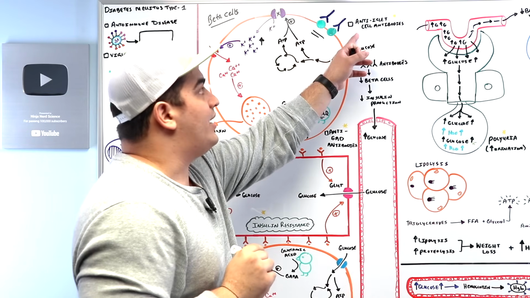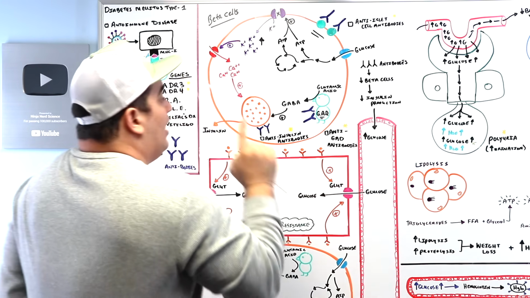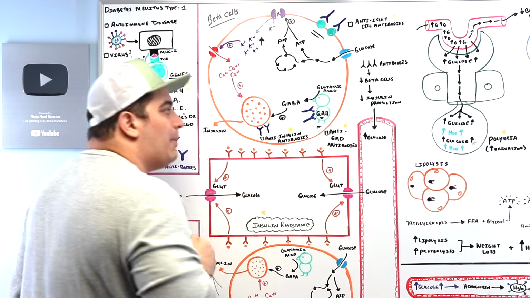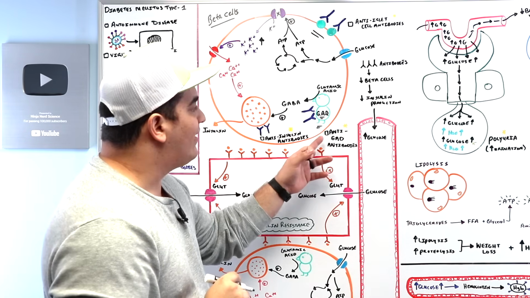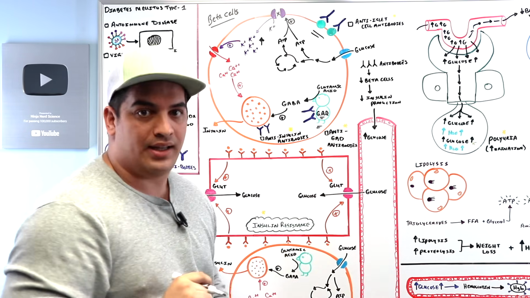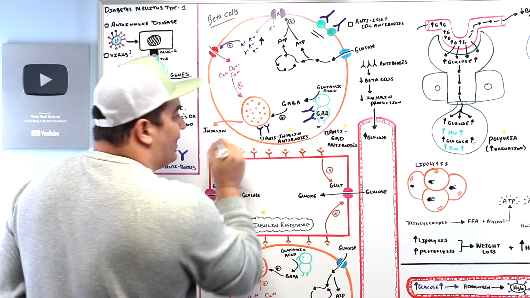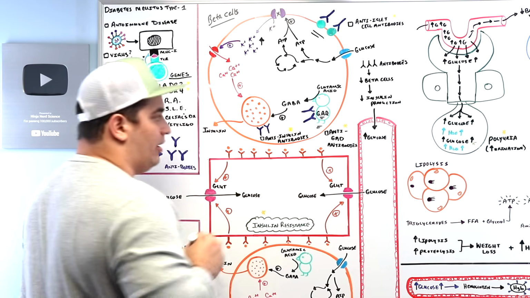And these antibodies, which is high yield, are called anti-islet cell antibodies. The second set of antibodies are targeted against this glutamic acid decarboxylase, and these are high yield, called anti-glutamic acid decarboxylase antibodies. The last one is that there's antibodies directed against the insulin, and these are called anti-insulin antibodies.